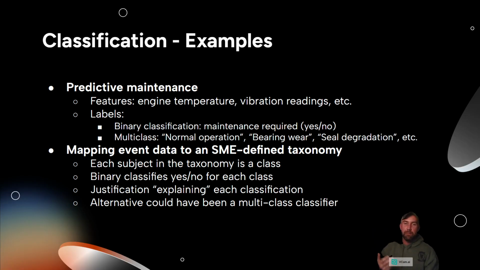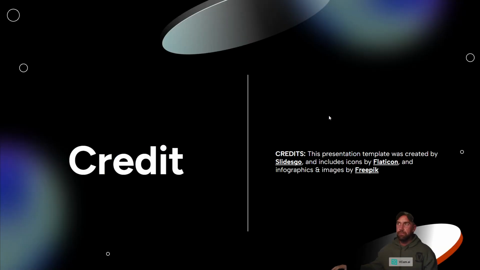We could have done it as a multi-class. We could have done it to where the model analyzes the narrative and then tells us which class or which causal factor was associated with that event. We happen to do it as a binary classifier going through a defined taxonomy, but there could have been an implementation where we did a multi-class output. So hopefully you can see the difference between the two based on those examples.